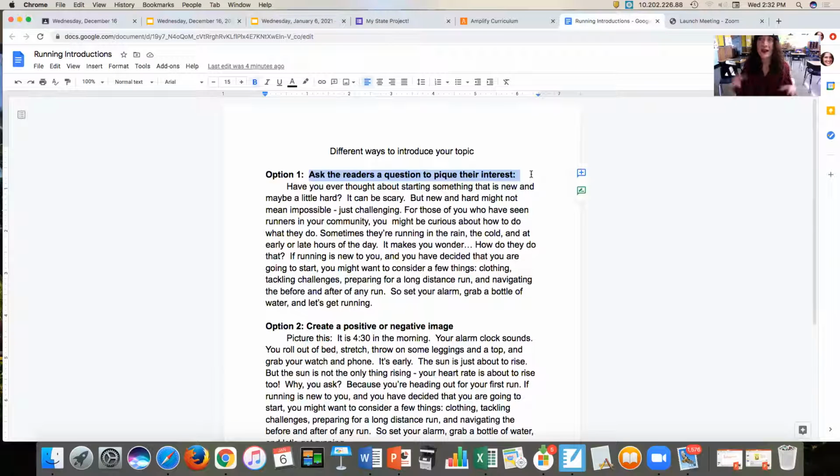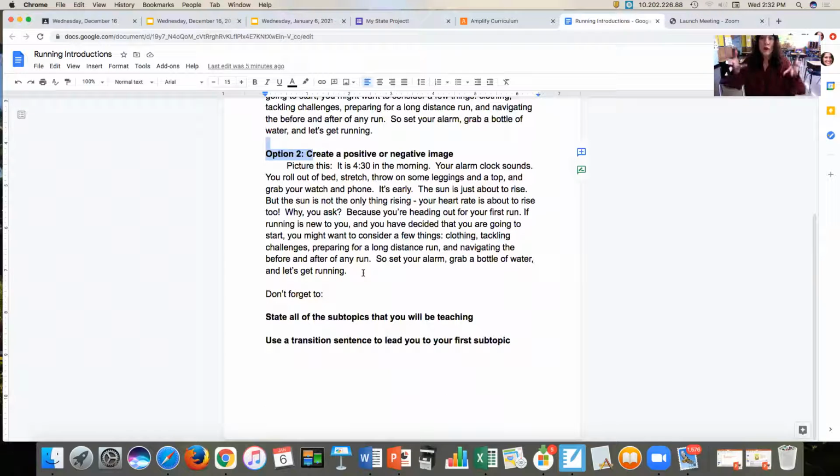It's not P-E-A-K, it's P-I-Q-U-E, pique their interest. It's to get their attention. The other way is to create a positive or a negative image, which means you're sort of picturing some world. It might be a negative world, a dark and scary world, or it might be a really exciting, positive utopia. And then in addition to that, within each of these 2, you want to make sure that you mention your subtopics, and you want to have some kind of a transition sentence that gets you right into your piece. All right, so let me show you what I mean.